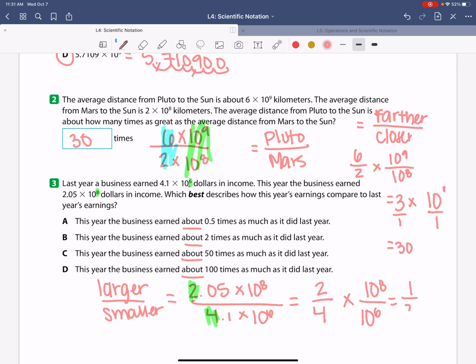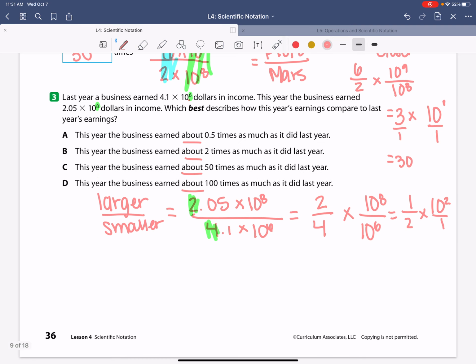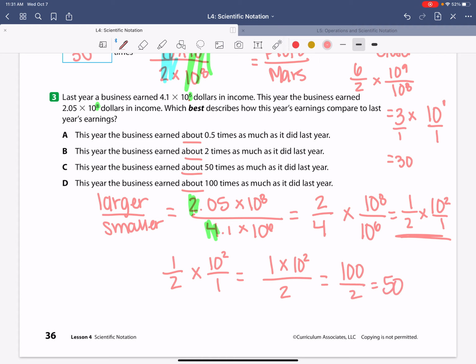2 over 4 is a half, of course, and 10 to the 8th divided by 10 to the 6th is 10 to the 2nd over 1. So all you need to do now is you just simplify. So we have a half times 10 to the 2nd over 1 is 1 times 10 to the 2nd over 2. 10 to the 2nd is 100, so we've got 100 over 2, which is 50 times. The one that says it's 50 times as much as last year is C. This year, the business earned about 50 times as much as it did last year.